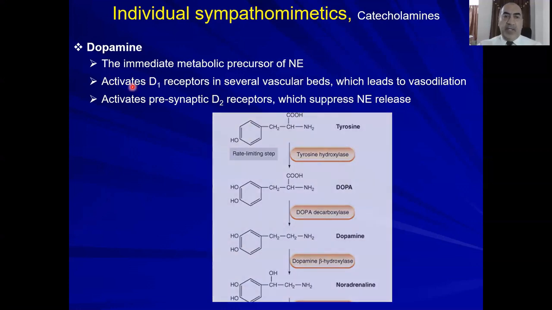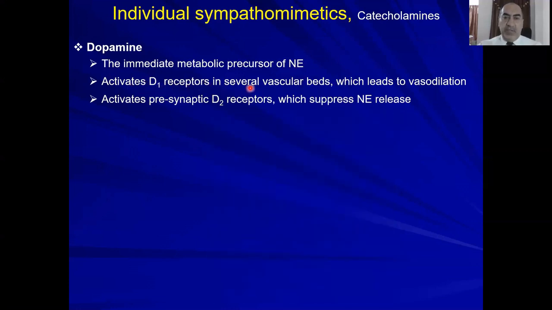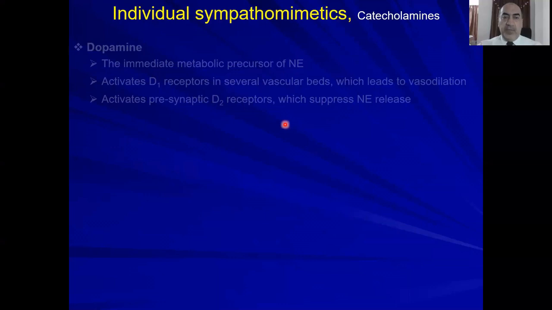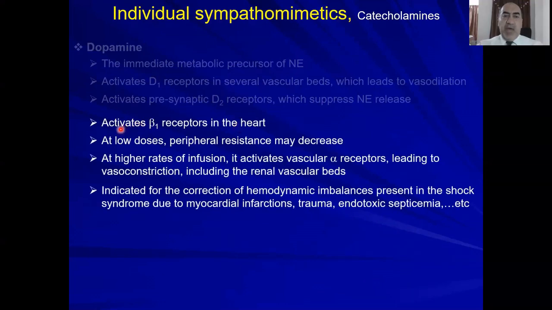It activates D1 receptors in several vascular beds. It also activates presynaptic D2 receptors, which suppress norepinephrine release. You remember, do you notice something? D2 receptor activation suppresses norepinephrine release, and alpha 2 receptor activation also suppresses norepinephrine release. Just something to remember. It also activates beta 1 receptors in the heart, so it will increase heart rate and contractility. At low doses, peripheral resistance may decrease because of this vasodilatation and inhibition of norepinephrine release.